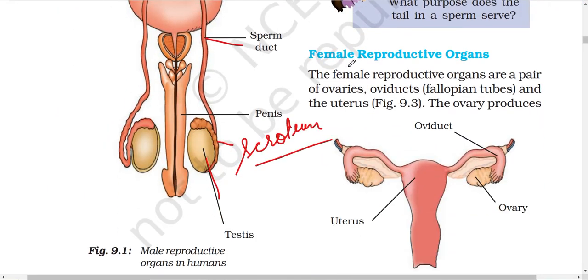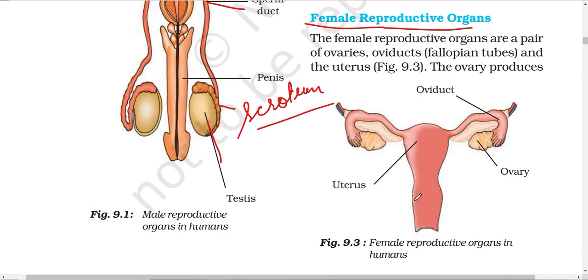Now, over here we are going to study the female reproductive organ. Here we can see it easily, and it consists of a pair of ovaries. These ovaries produce the ova, that is the egg. So ova or egg we can say is the female gamete.